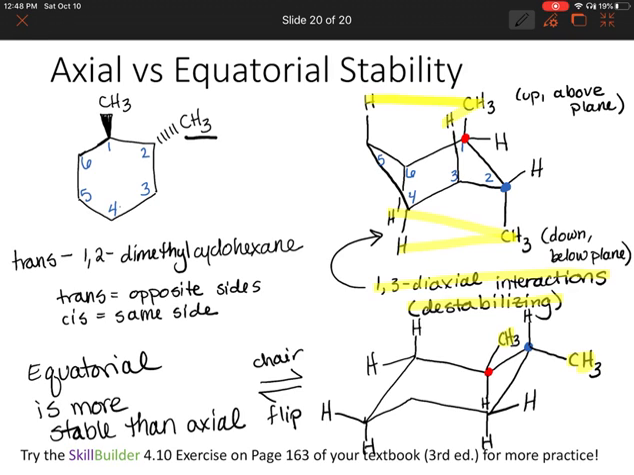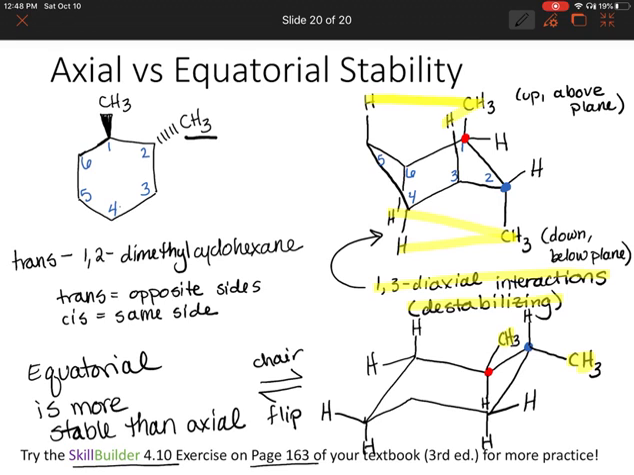So if you want more practice with this, I recommend trying Skill Builder 4.10 on page 163. They probably also have better figures than what I just drew, so that might help you clarify some things. But that's really it for chapter 4.